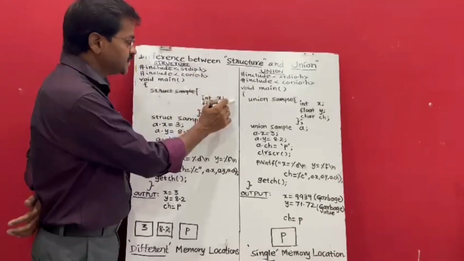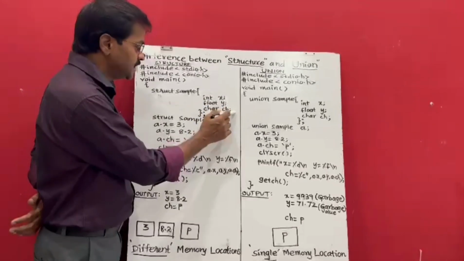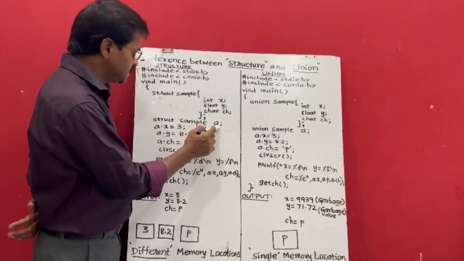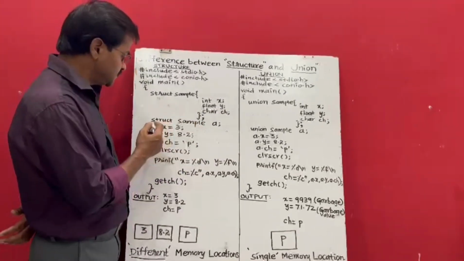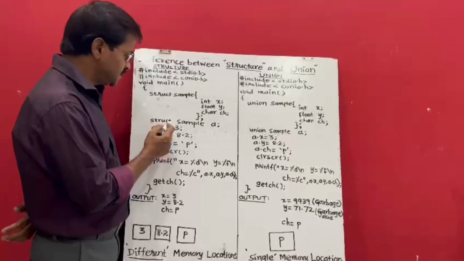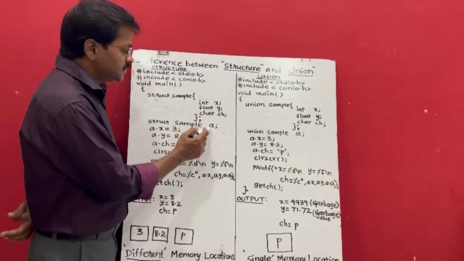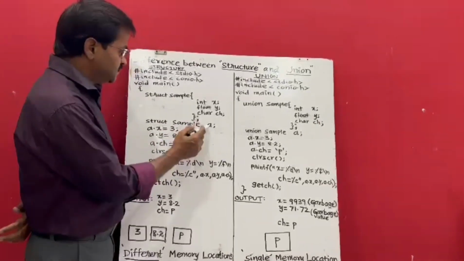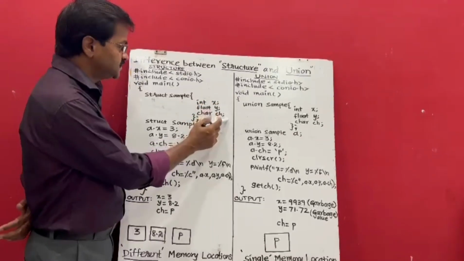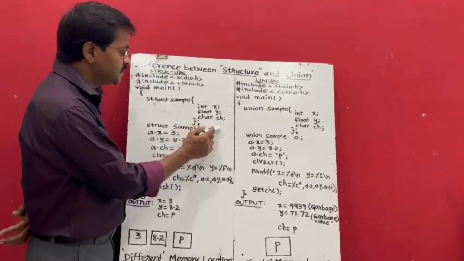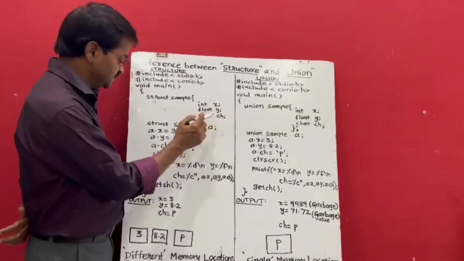If I want to access these members or fields, this is the structure variable. How can we declare a structure variable? With the keyword struct, the structure name, and the structure variable. With the structure variable, we can access these fields or members. This is the variable, and these are the members or fields.